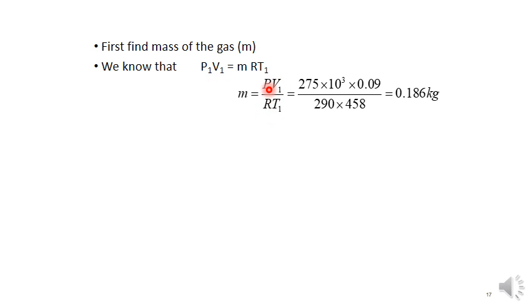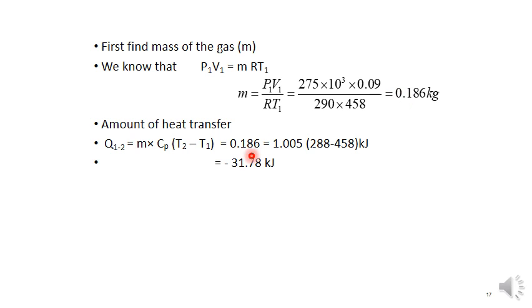So what is the P value? P1 value given is 275 into 10 to the power of 3, and V value is 0.09, R value 290 and T value 458 Kelvin. Write all the values in the formula and we calculate that. We will get 0.186 kg.